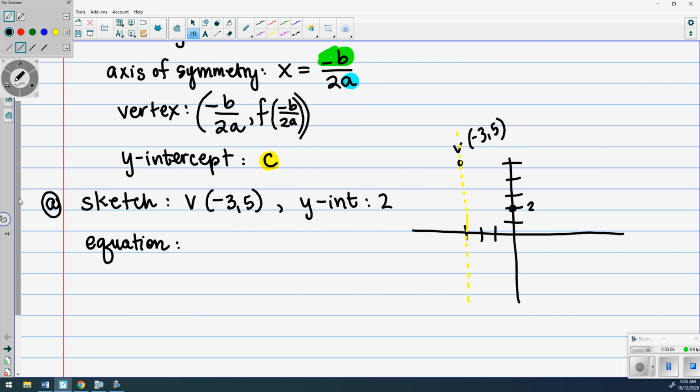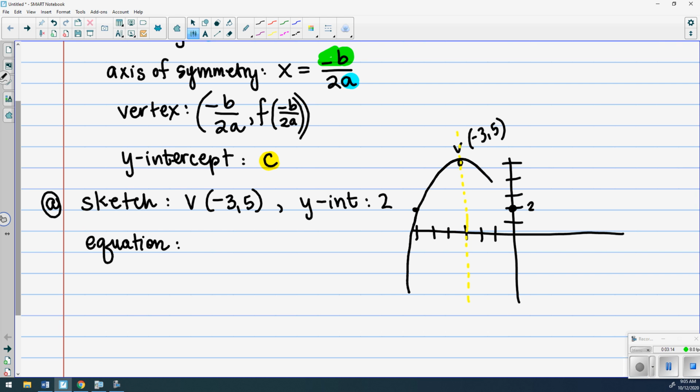If I had my axis of symmetry, I know that I have one point that's 3 to the right of it over here, and then what I can do is go 3 to the left over here, connect the dots using a nice smooth curve, and here I see that I have a parabola that opens downward.